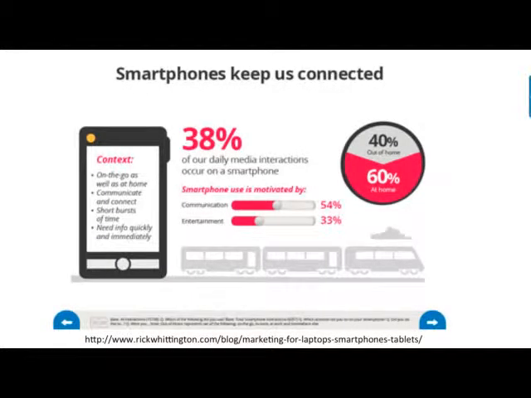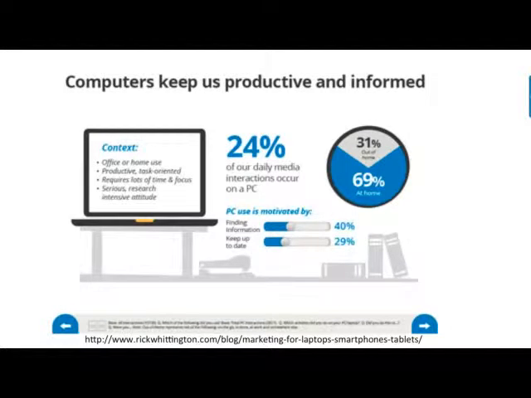Smartphones keep us connected. 38% of daily media consumption occurs on a smartphone. So people will always have the smartphone in their hand. They'll always be looking at emails, always looking at social media, checking text messages. So it is really important for marketers to understand how people are communicating.